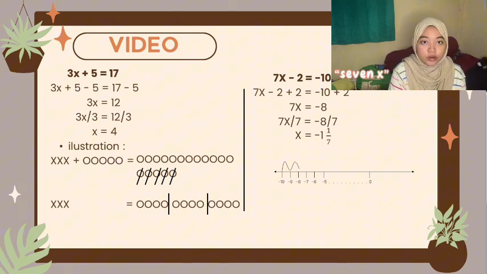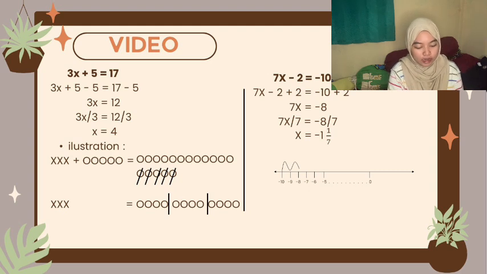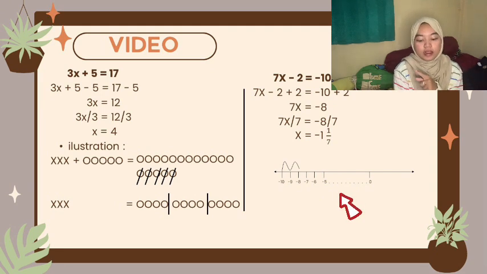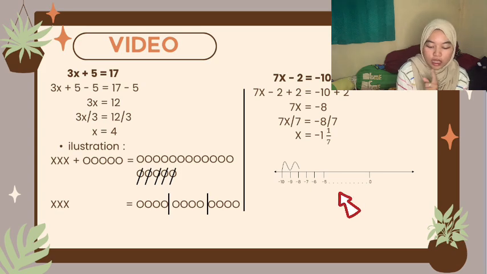And next, 7x minus 2 equals minus 10. 7x minus 2 plus 2 equals minus 10 plus 2. 7x equals minus 8. 7x over 7 equals minus 8 over 7. x equals minus 1 and 1 over 7. Here's an example of the coordinate line drawing.